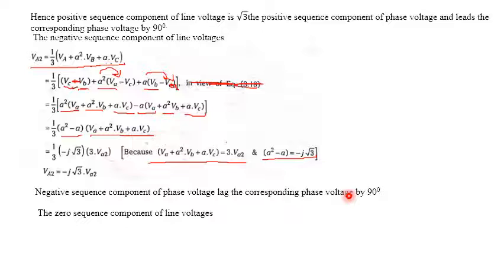So here the positive sequence is advanced by 90 degrees, while the negative sequence component is lagging by 90 degrees. Similarly for the zero sequence component, we know that VA0 is equal to 1 by 3 times VA plus VB plus VC. Substituting these values, we get 0. So there is no zero sequence component of the line voltage.